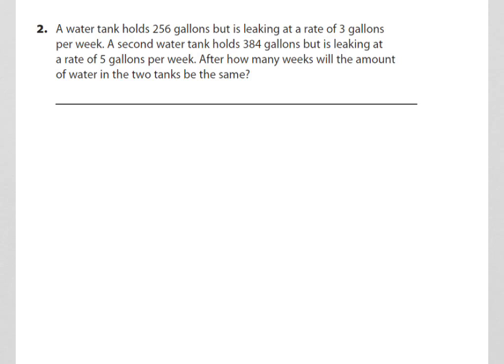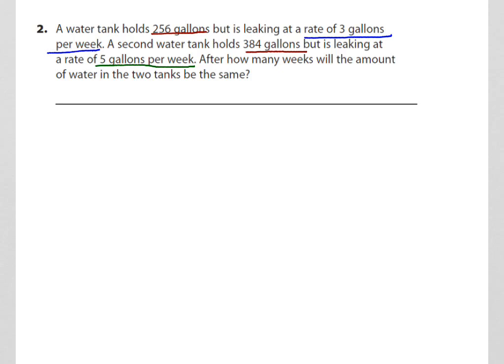Water tank holds 256 gallons, but is leaking at a rate of 3 gallons per week. A second water tank holds 384 gallons, but is leaking at a rate of 5 gallons per week. So you need to determine what is your initial amount and your amount of leakage. Okay? Again, you need to determine, for the second water tank, your initial amount and your amount of leakage.